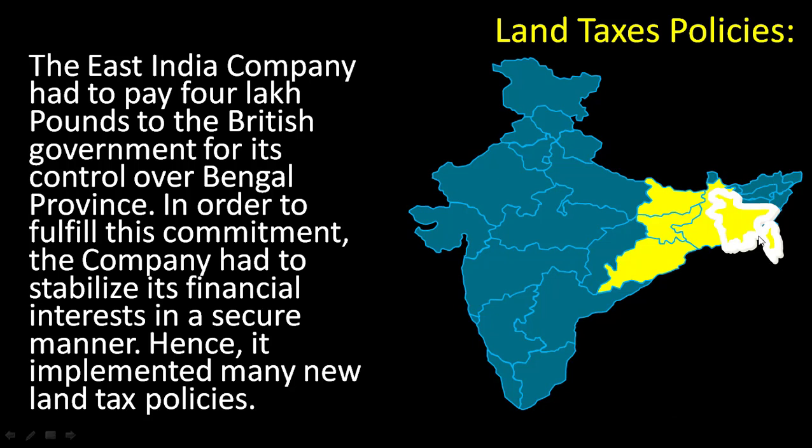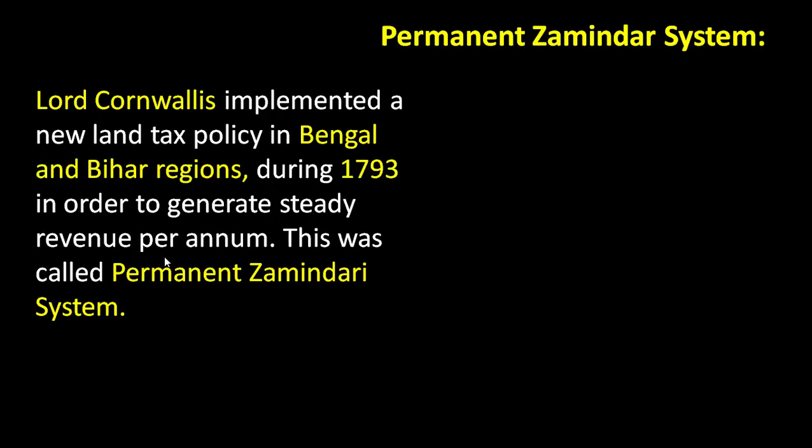Can you see this part of the area? This is the Bengal Province. To control this Bengal Province, the British East India Company had to pay 4 lakh pounds to the British government. So in order to fulfill this commitment, the company had to stabilize its financial interests in a secure manner. Hence, it implemented many new land tax policies. So let's come to which are the land tax policies.